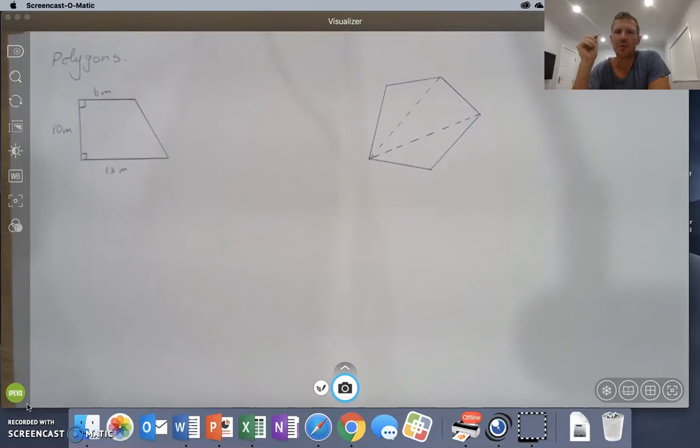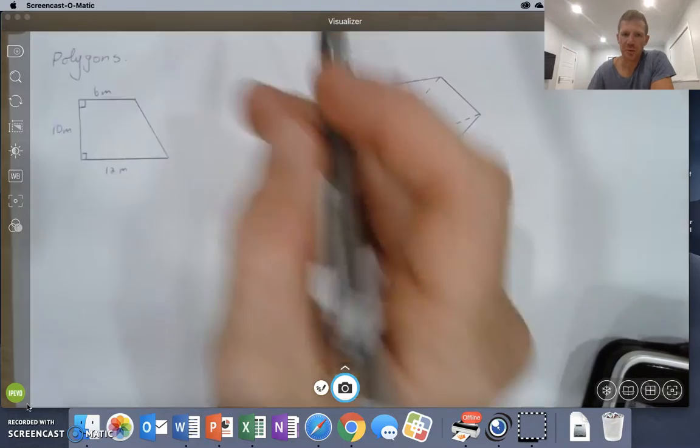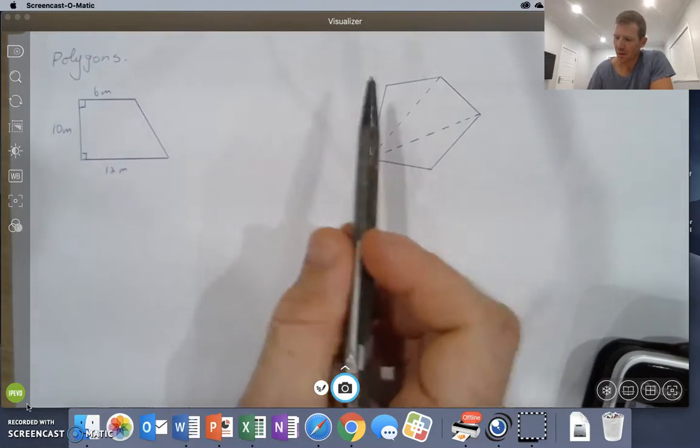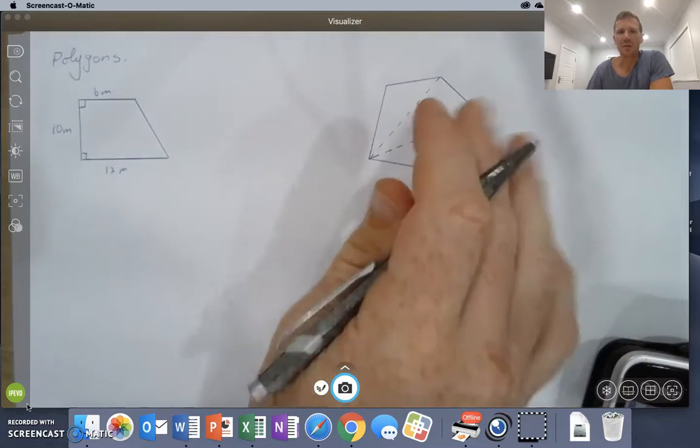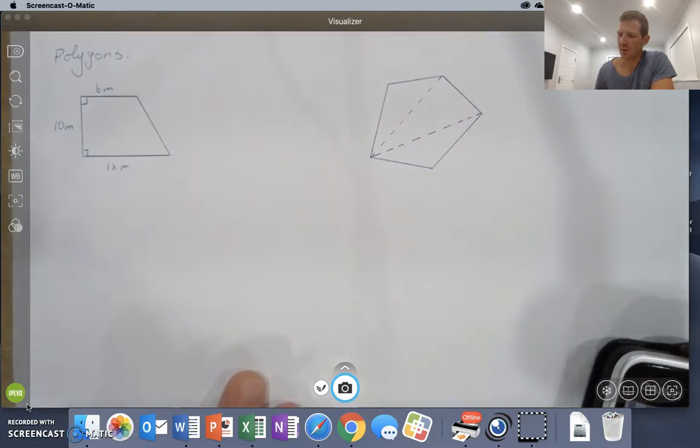This quick video is just to have a look at polygons and how to work out the areas. So I've just got a couple of examples here of odd shapes. Probably the majority of the ones you see are going to be very similar to this, but this one's not uncommon either.